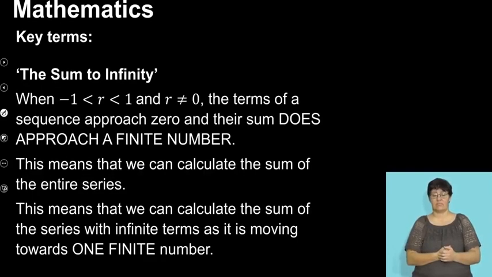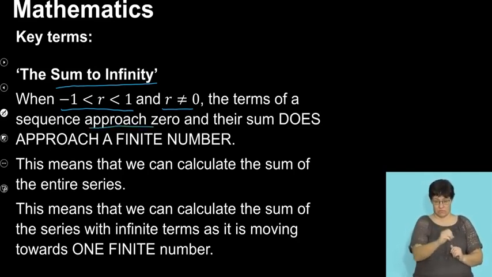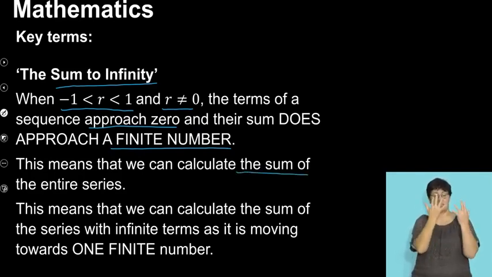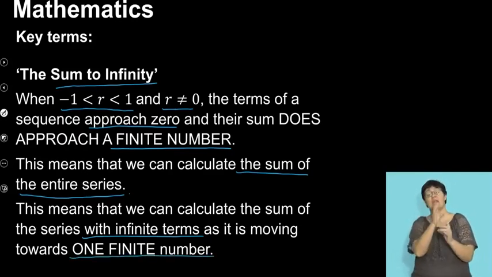Please remember that a series that diverges is the opposite. Cool? We then said that we can calculate the sum to infinity when my ratio is between -1 and 1 and r is not equal to 0. So when my ratio is between -1 and 1, the terms of the sequence approach 0 and their sum does approach a finite number. Because the sum approaches a finite number, we can calculate the sum of the series with an infinite amount of terms, as it is all moving towards one finite number.